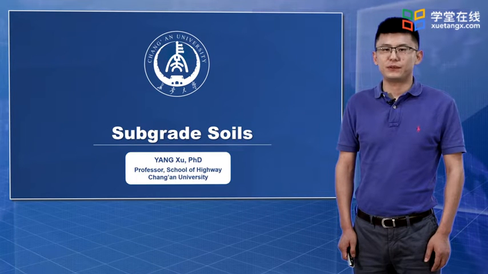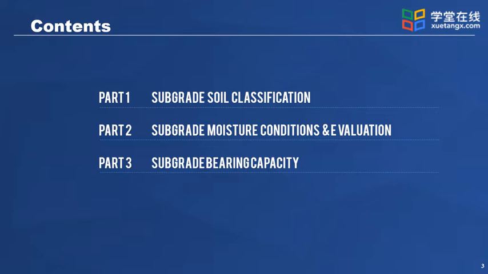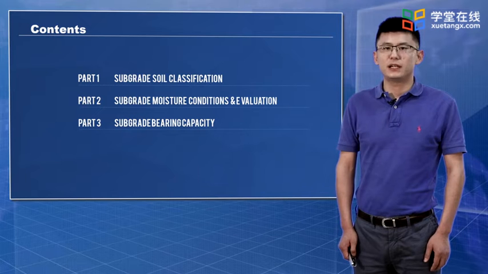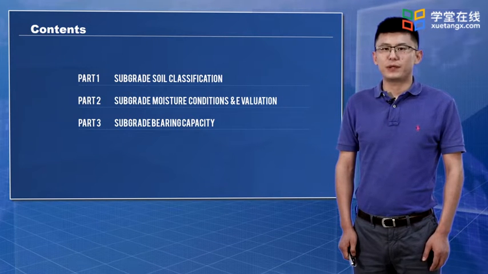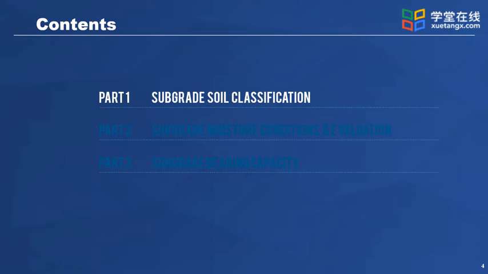Now let's go to the first part of my section, the subgrade soils. Here is the content of this section. It is composed of three parts. The first part, the subgrade soil classification. Part 2, subgrade moisture evaluation and conditions. And part 3, subgrade bearing capacity. Now let's go to the first part.